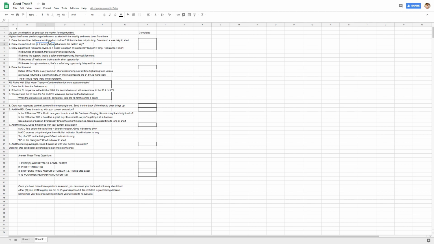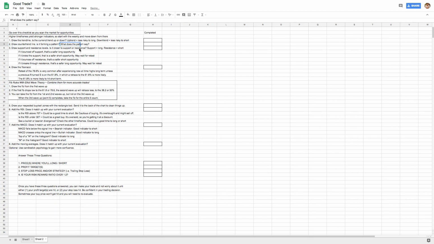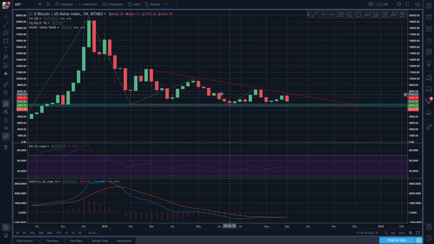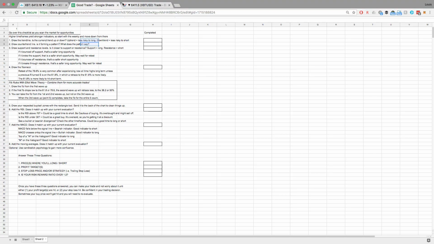Draw a counter trend line. Yeah, it's a pattern. What does the pattern say? Well, the pattern says what I just said. It's descending, looks like a descending wedge, descending triangle. So it's going down, and it'll probably do what I just said.